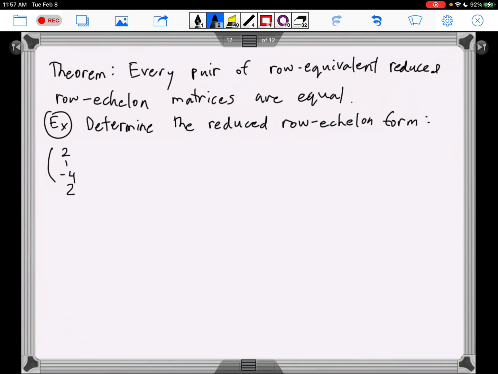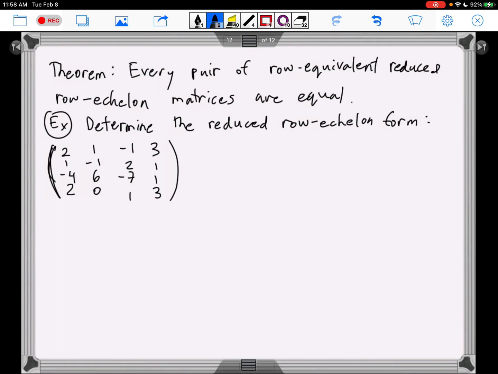2, 1, negative 4, 2, 1, negative 1, 6, 0, negative 1, 2, negative 7, and 1, and 3, 1, 1, 3. So this is our starting matrix.